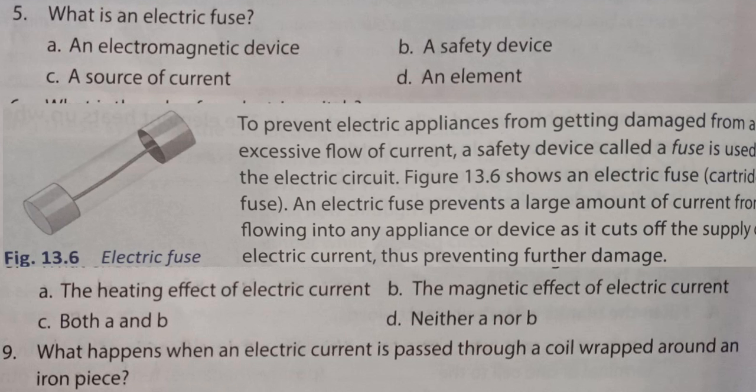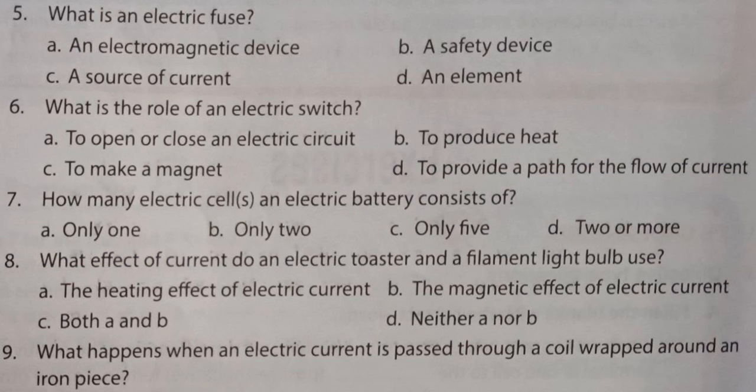If you observe the figure 13.6, it is a diagram of an electric fuse. It is a safety device used in electrical circuits to prevent electrical appliances from getting damaged from excessive flow of current. So it is used to prevent a large amount of current from flowing into any appliance or device as it cuts off the supply of the electric current and prevents further damage. So it is very much clear that the answer to question number 5, what is an electric fuse, is option B, a safety device.